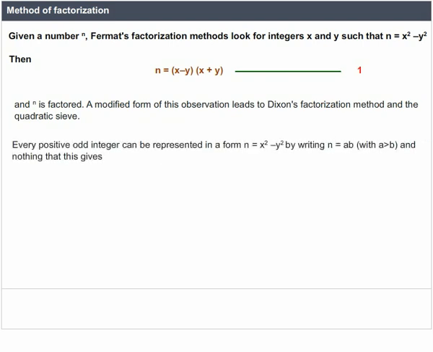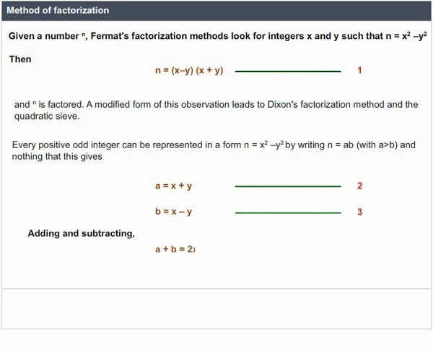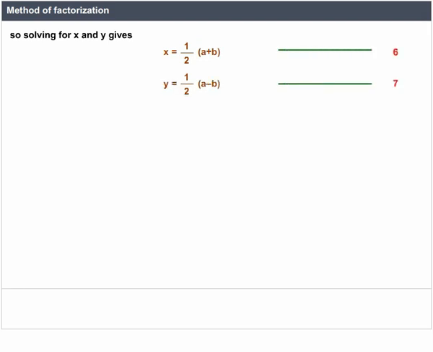Every positive odd integer can be represented in the form n equal to x square minus y square by writing n equal to ab with a greater than b, and noting that this gives a equal to x plus y, called equation 2, and b equal to x minus y, called equation 3. Adding and subtracting, a plus b equal to 2x is called equation 4. Then a minus b equal to 2y is called equation 5. So solving for x and y gives x equal to (a plus b) by 2, called equation 6, and y equal to (a minus b) by 2, called equation number 7.